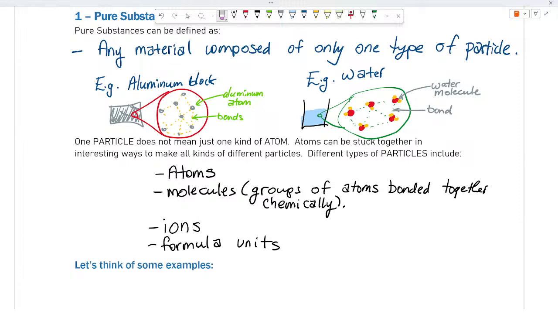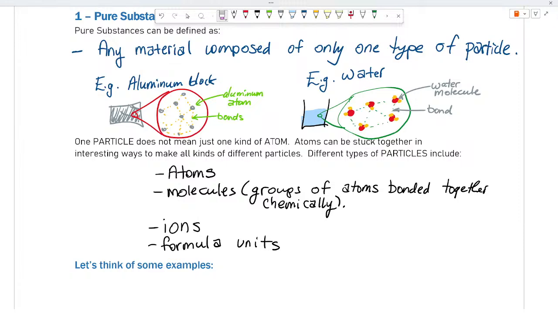So again, it's not enough to look and say, is it all the same atom? Because in the case of water, it's not all the same atom, but it is all the same particle. In other words, yes, there's hydrogen and oxygen, but it's not hydrogen floating around and oxygen floating around. They are specifically stuck to each other. Does that make sense? And they're stuck to each other in a very specific way. 2 hydrogens stuck to a single oxygen.